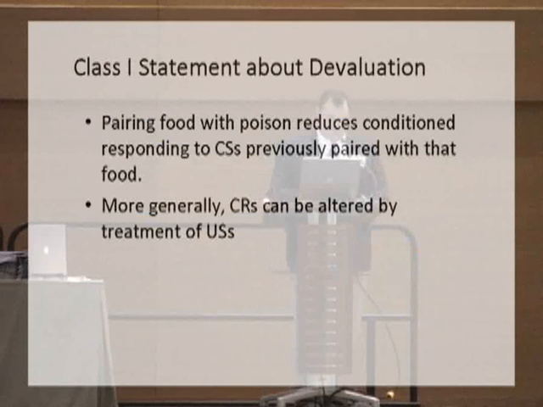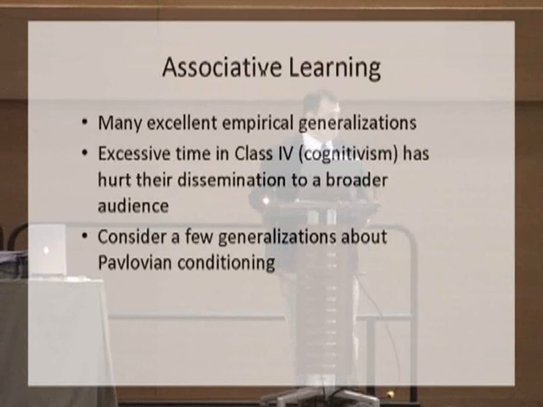Or you could say the following. Pairing food with poison reduces conditioned responding to sweet CSs that were previously paired with that food. Or more generally, CRs can be altered by treatment of the US. I think, unfortunately, in the associative learning tradition, statements like this aren't made commonly enough.